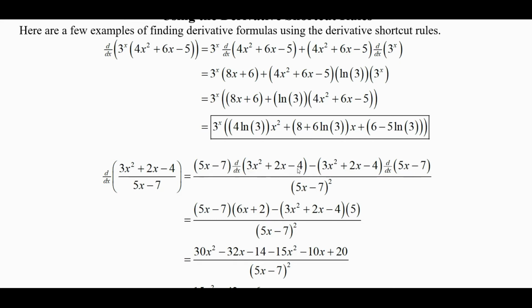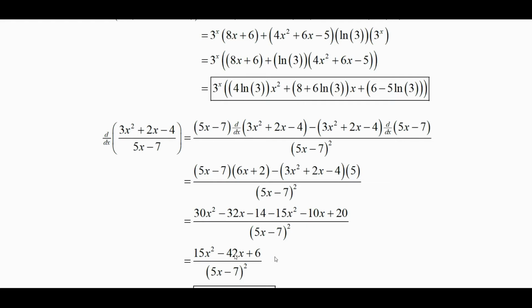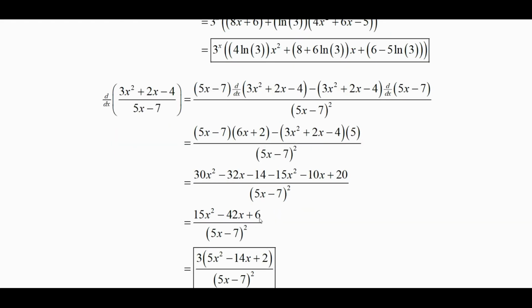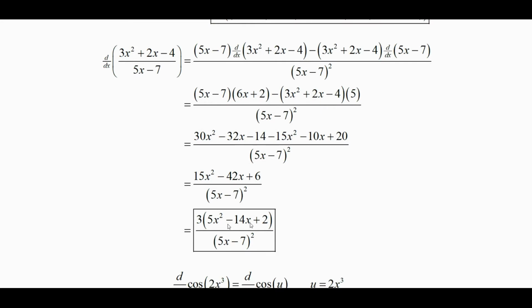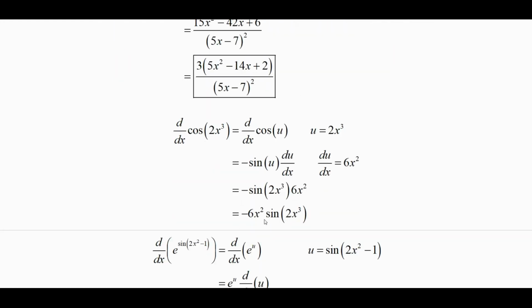Factored. The derivative here is 6x plus 2. The derivative here is just 5. Distributing this out through FOIL here, you get 30x squared minus 32x minus 14. Distribute the negative 5 here, you get negative 15x squared plus negative 10x plus 20. Combine like terms, 15x squared minus 42x plus 6. And we'll factor a 3 out of that. And there's our final answer in factored form. This top doesn't factor unless we go beyond the rational numbers there. Go to real numbers or maybe even imaginary numbers.